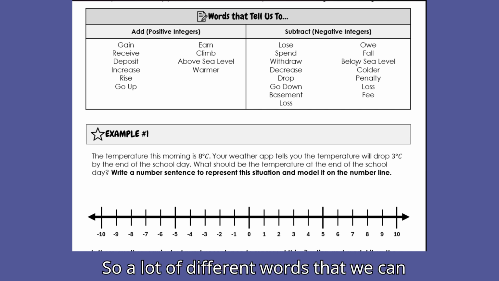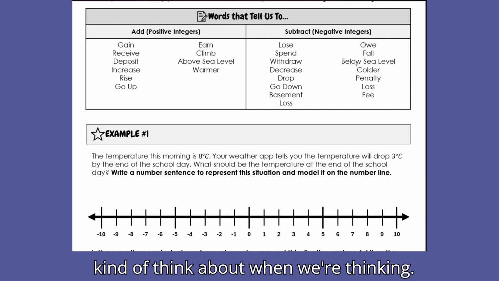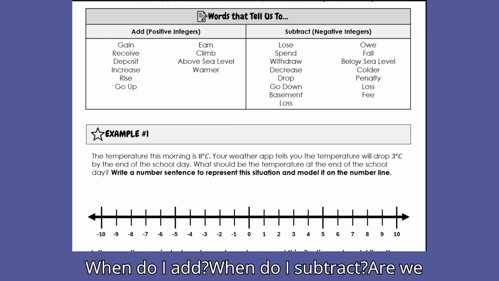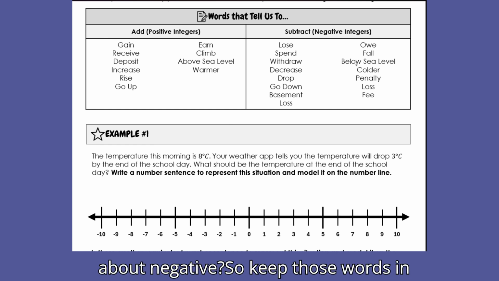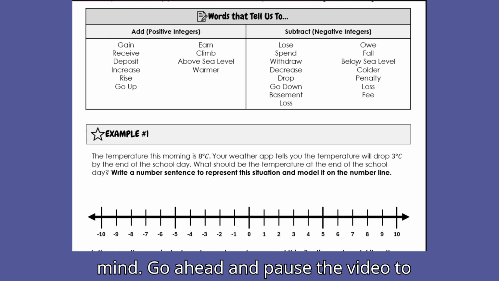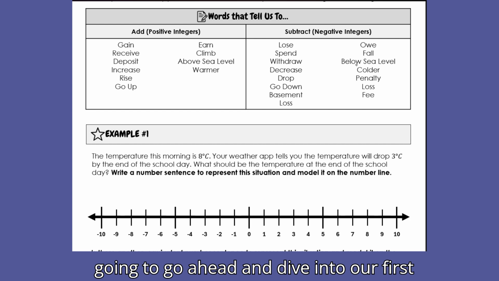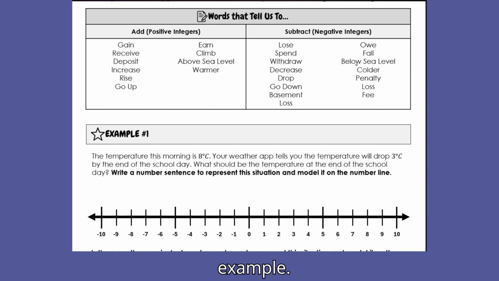So a lot of different words that we can think about when we're thinking, when do I add, when do I subtract? Are we talking about positive? Or are we talking about negative? So keep those words in mind. Go ahead and pause the video to write them down if you need to, but we're going to go ahead and dive into our first example.